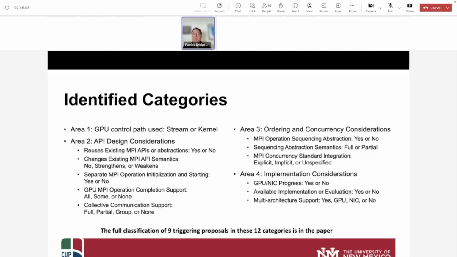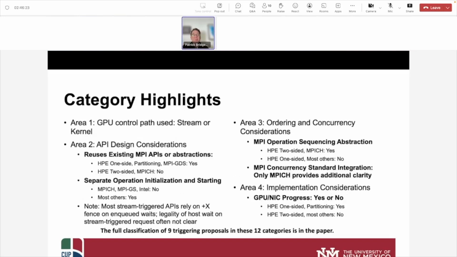Is there an operation to handle completion, how do we do partitioned communication, those kinds of things. I think it's easier to explain some of these categories with a few implementations. So that's what I want to focus on. So just some highlights here.